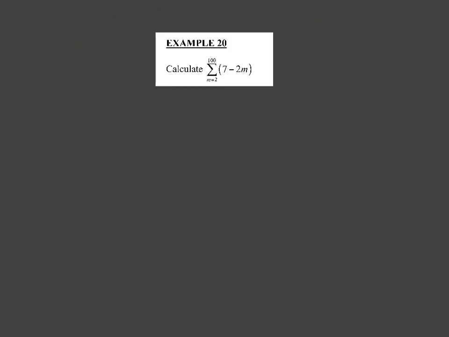Okay, so if we look at example 20 in your textbook or in those notes: calculate the sum, sigma, of the bottom counter 2, top counter 100, of 7 minus 2m. Okay, so let's chat this through. My first objective is to know the values of the first 3 terms. So I want to know what term 1 is, what term 2 is, and what term 3 is. Okay, so let's do that first.